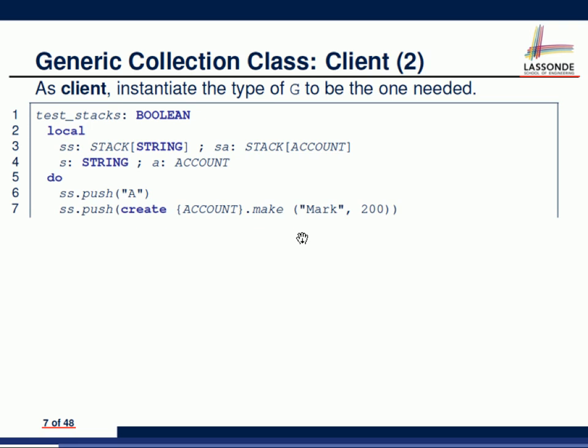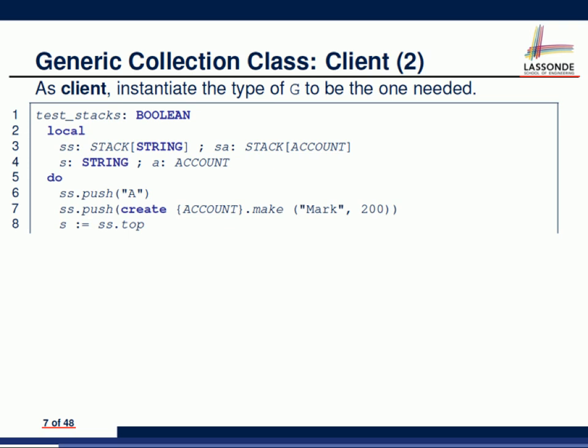But just for illustration. Of course, before line number 6 and 7, you should have said create ss.make, create sa.make. Let's say we did that. Okay. Good, I agree. So now what about this? Can I do this particular assignment? Number 8, s is assigned ss.top.